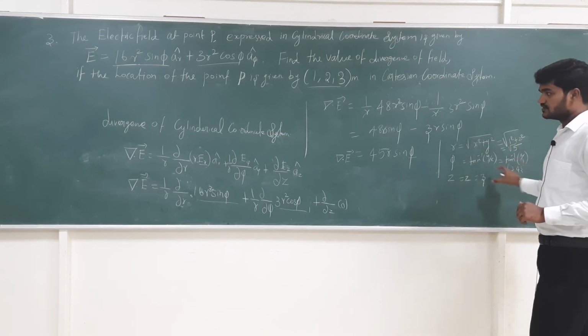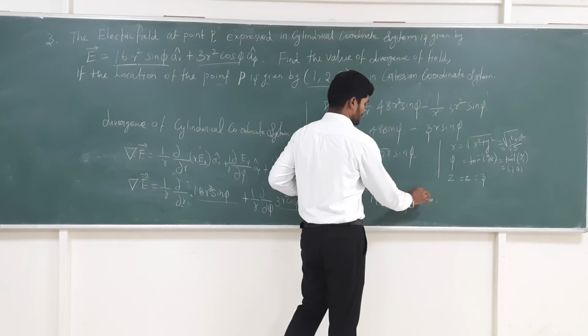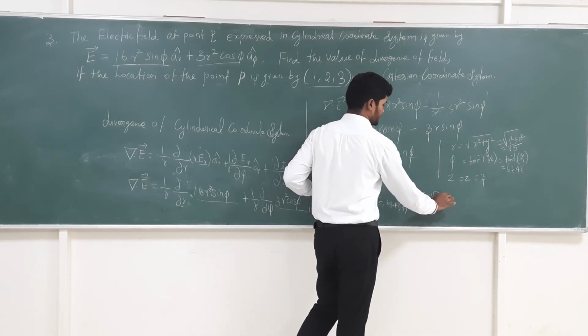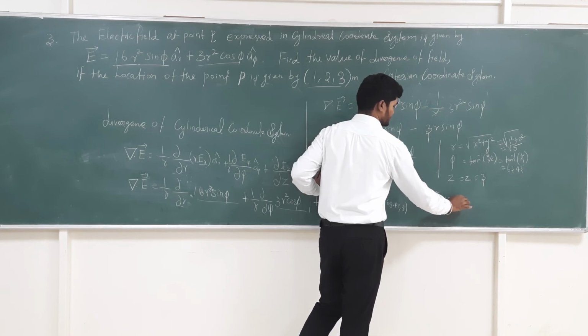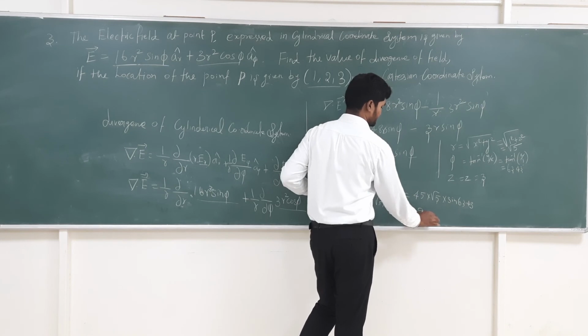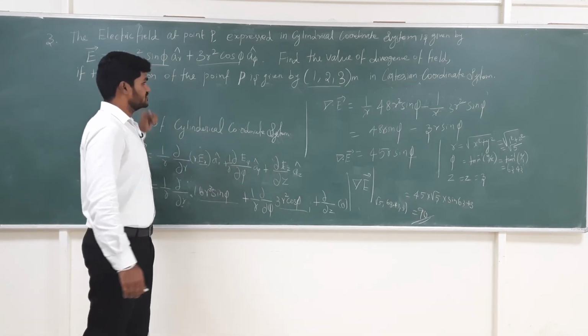Now substitute these cylindrical values in the function. So 45, r value is root 5, times sin of φ, where φ is 63.43 degrees, and the final value is 90. 90 is the final value of this function.